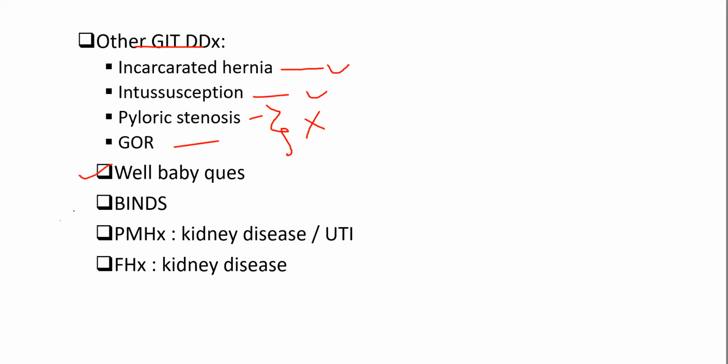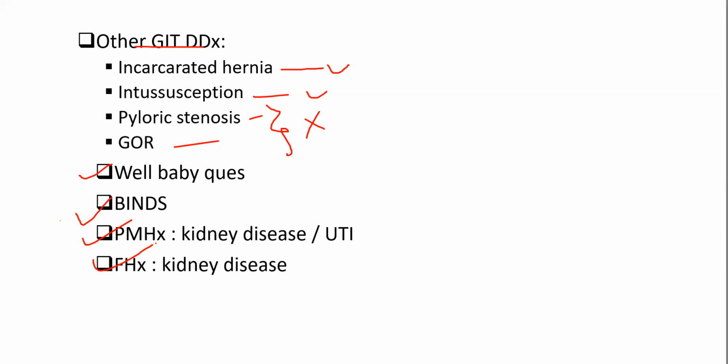Then lastly, finish with well baby, birth history, any past medical history, especially if you understand from the history that this case is a UTI case, ask about any past history of urinary infection, any family history of kidney disease, any past history of any kidney disease. Okay.